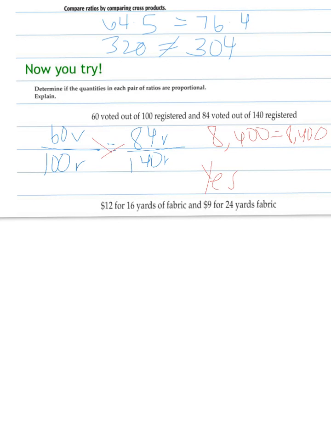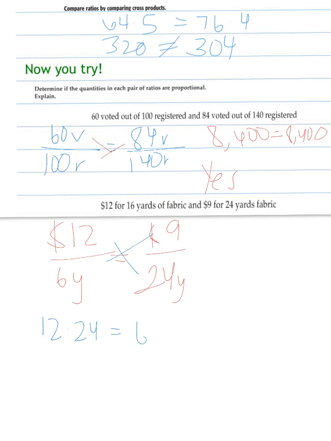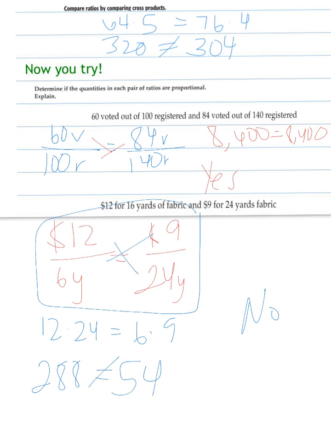Next one: $12 for 16 yards. So $12 over 16 yards, and we have $9 over 24 yards. Again, you could find the unit rate for each of these. I'm going to do cross products. 12 times 24 and 16 times 9. 12 times 24 is 288. Therefore, these are not proportional. When setting up your proportion like that, you need to make sure your labels are the same. So we have the money on top, and we have yards at the bottom.